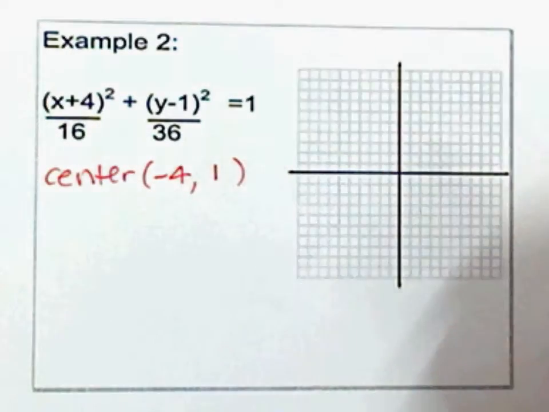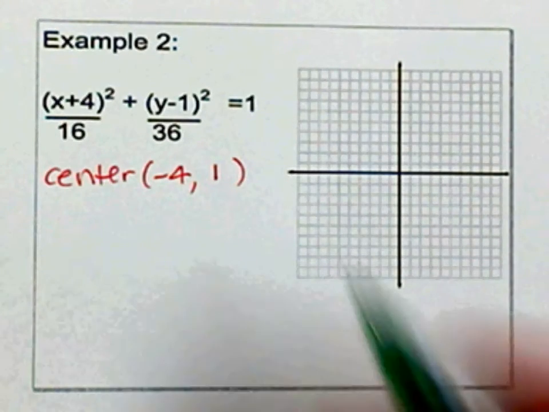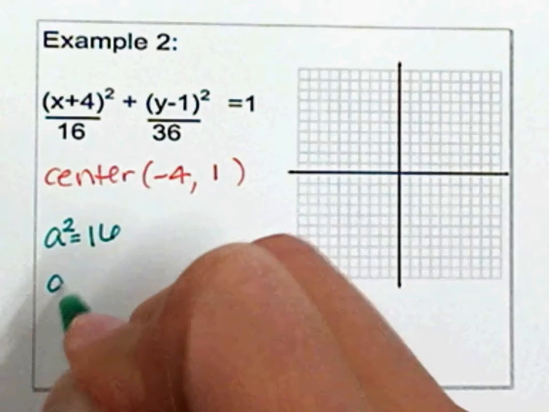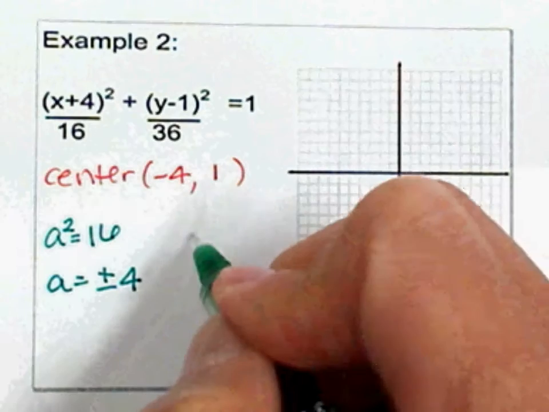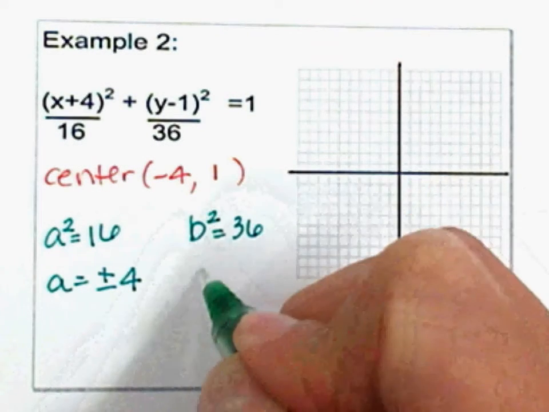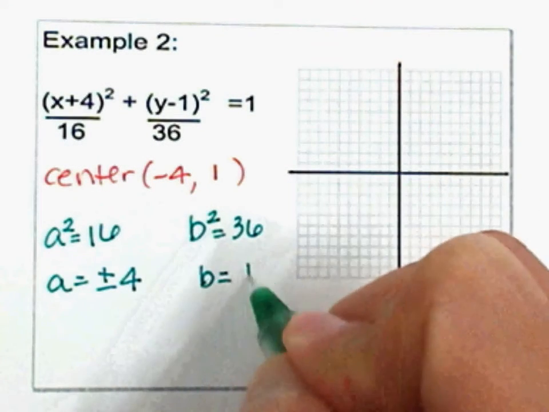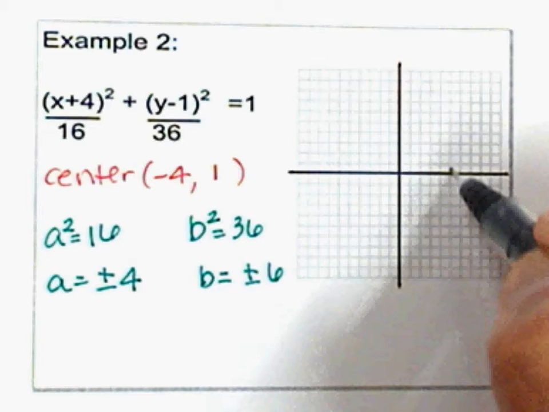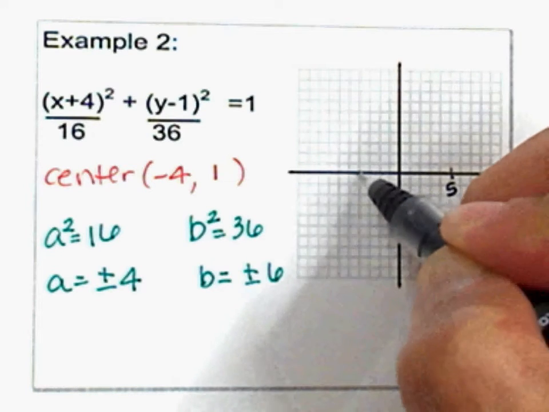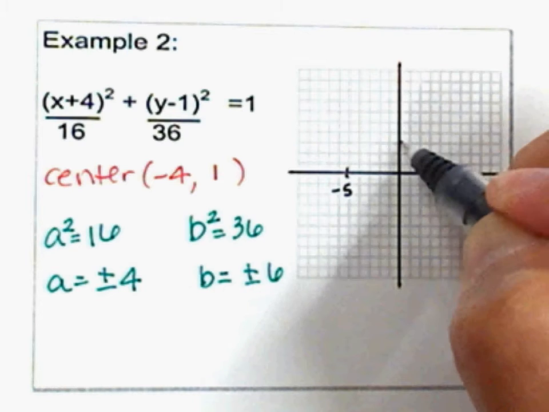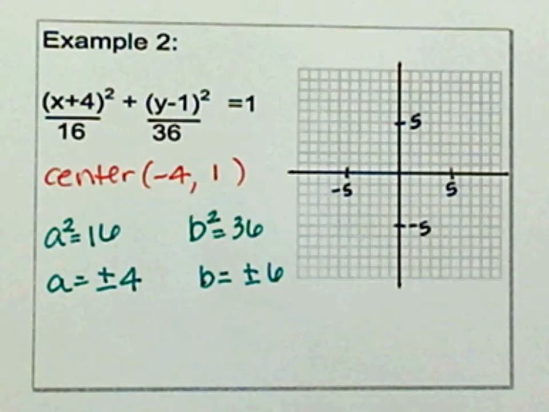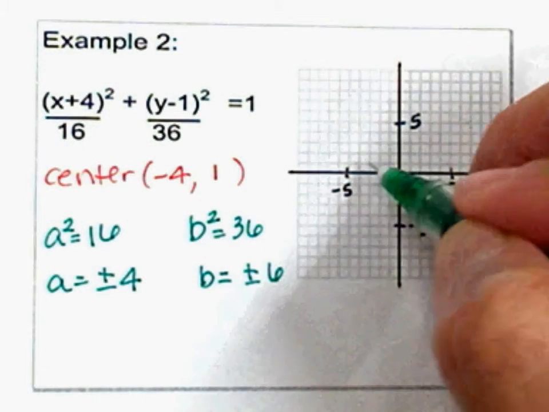So there's your center. Now let's take a look at your a squared. It's 16. See how it's under x is a. So a is equal to plus or minus 4. B squared is 36. So b is equal to plus or minus 6. Just like so. So let's go to your center. Oh, I have to label. 1, 2, 3, 4, 5 and negative 5 on each axis. Always label. All right. So here we go. Negative 4, 1. So there's my center.